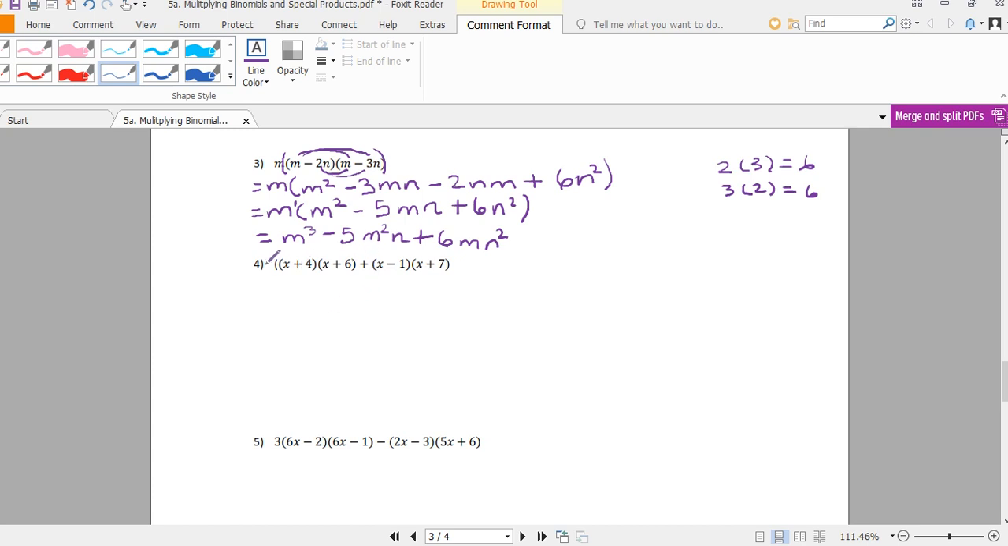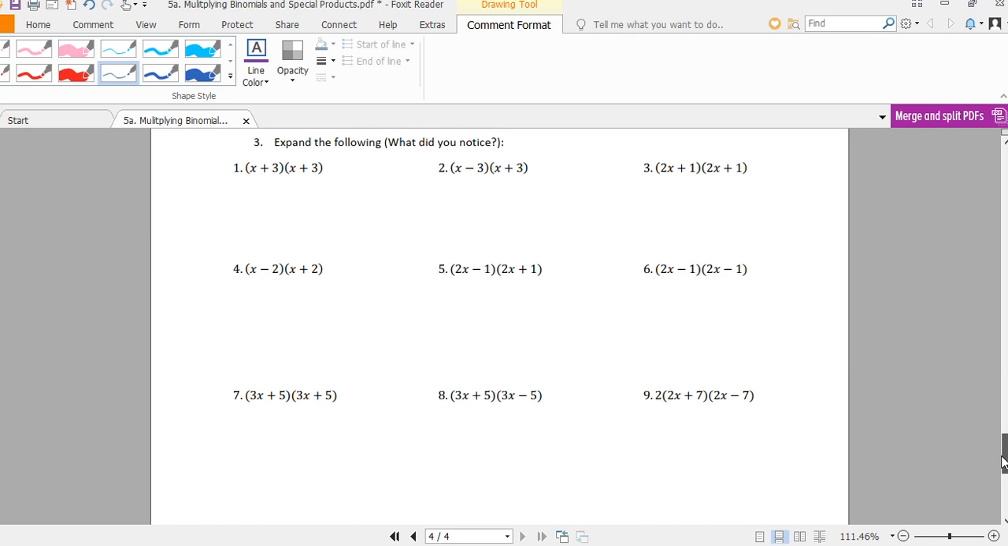But the idea is to just focus on x plus 4 times x plus 6. You'll get some answer for that. x minus 1 times x plus 1. You get some expression for that. Once you have two long expressions, collect all the like terms, and you'll get one final answer. Okay?